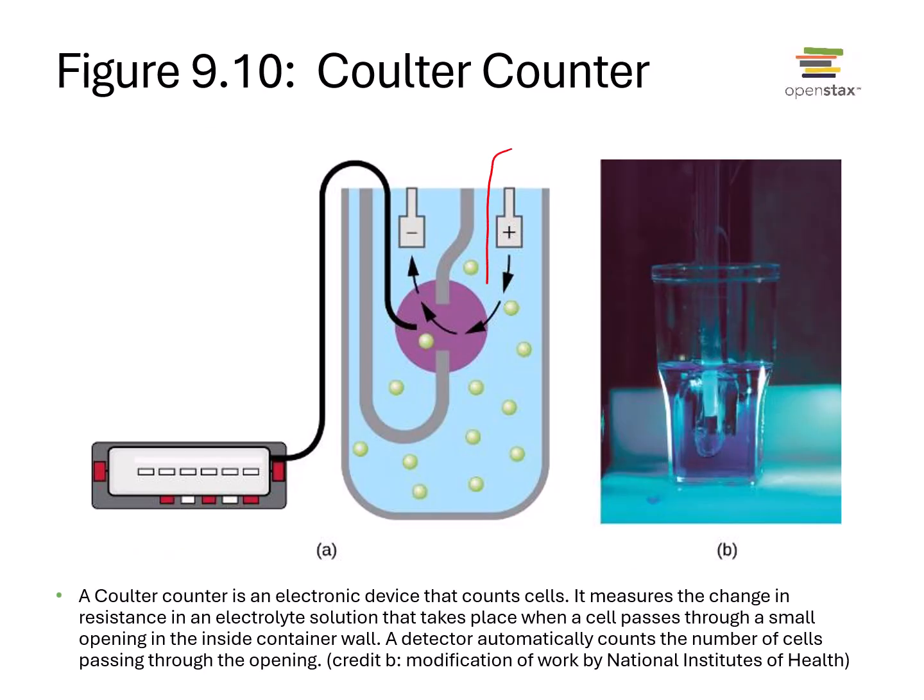And here's an example of a Coulter counter. It allows cells to pass through the small opening and measures the resistance change as the cells pass through. But again, this one can't really tell the difference between living or dead cells. So any cell that passes through, whether live or dead, will show a change in resistance.